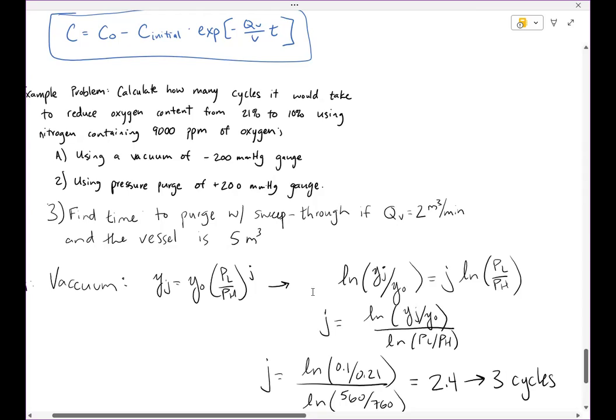You know what I'll do? At the end, I'll go back and do it again, but for 9,000 ppm, and then we can compare the answers. But let's keep going. Let's do part 3 first before we do that.